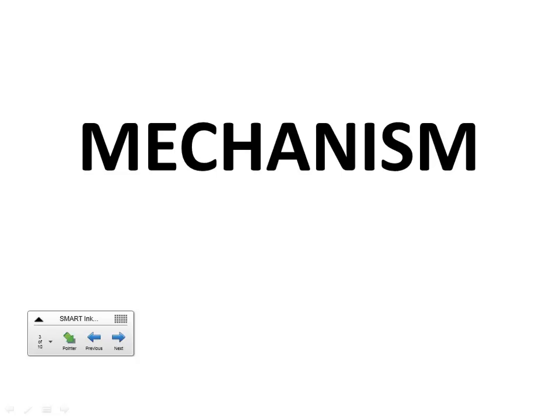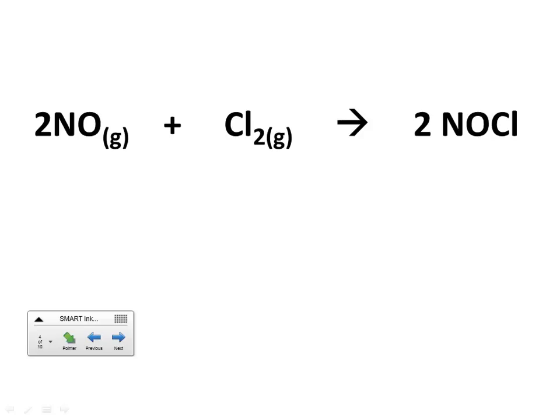Essentially, a mechanism is a list of chemical reactions that describe exactly how an overall reaction occurs, how its reactants interact. For example, if you have a reaction such as this one, it's essentially saying that you have 2 moles of nitrogen monoxide and 1 mole of chlorine gas. These 3 moles of reactant are going to combine together to form 2 moles of product. If you think about this at a molecular level, it's kind of amazing.